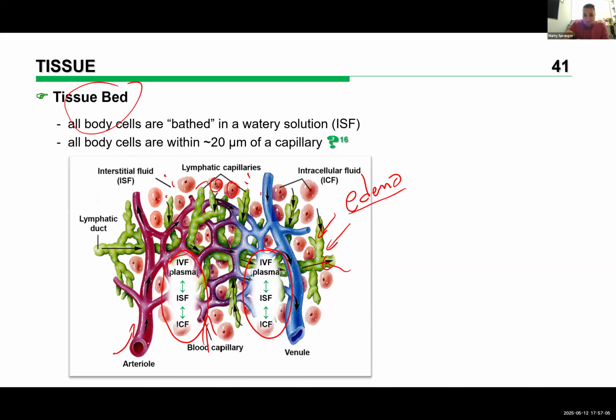The lymphatic vessels actually begin here in the tissue bed. They pick up all that fluid and they take it back to your cardiovascular system. And we'll talk about where they dump it later.